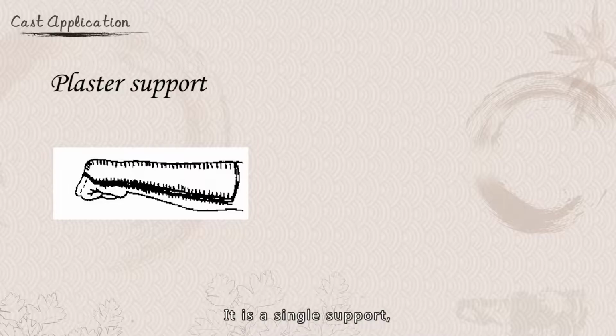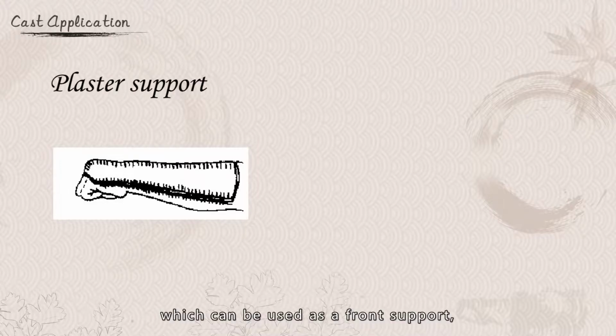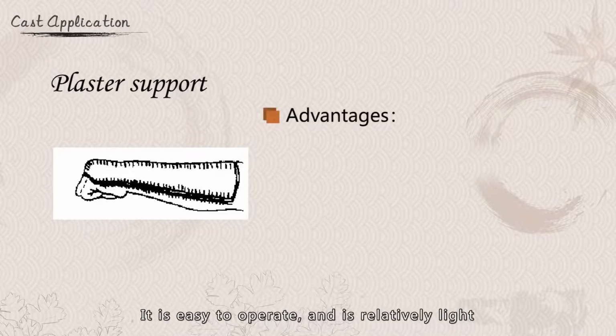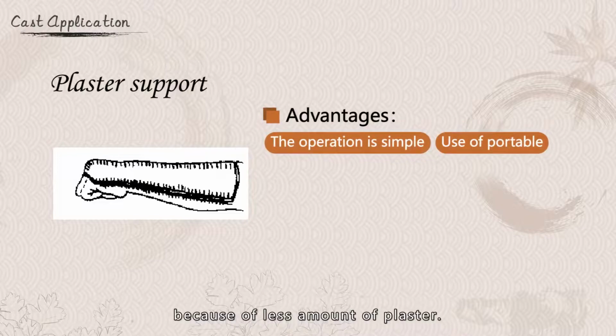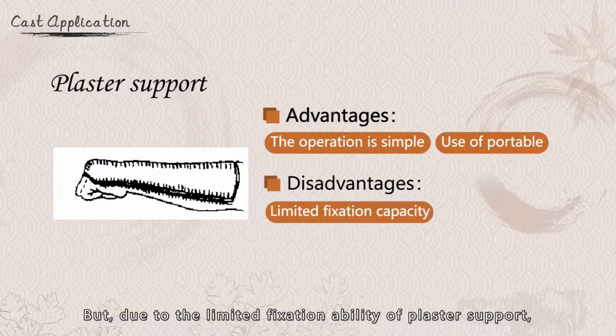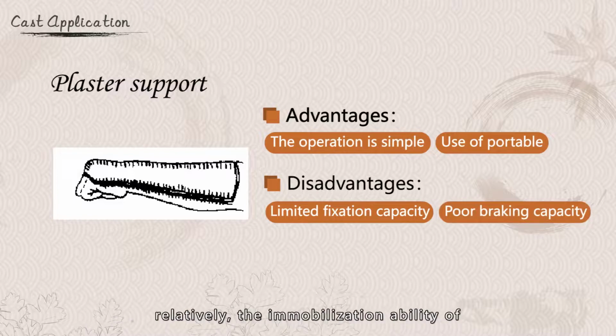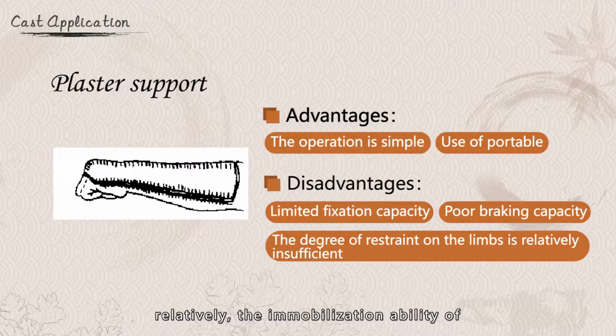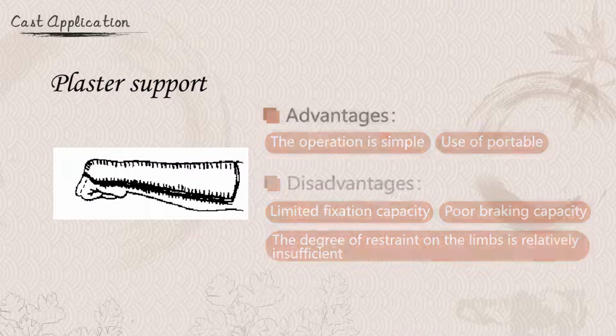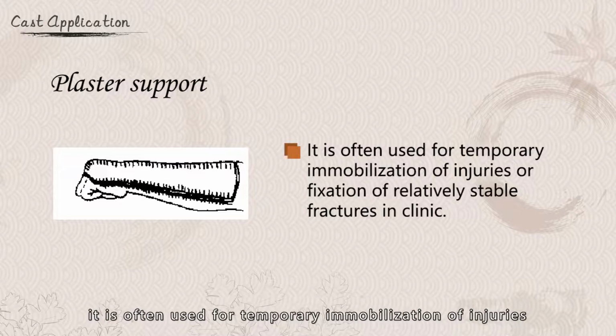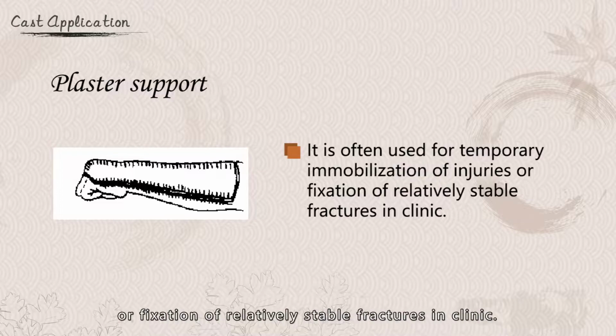It is a single support, which can be used as a front support, a back support, or a U-shaped support. It is easy to operate and relatively light because of the smaller amount of plaster. But due to the limited fixation ability of plaster support, its immobilization ability is insufficient for limb restraint. Therefore, it is often used in clinic for temporary immobilization of injuries or fixation of relatively stable fractures.